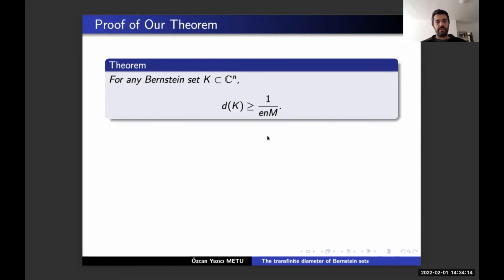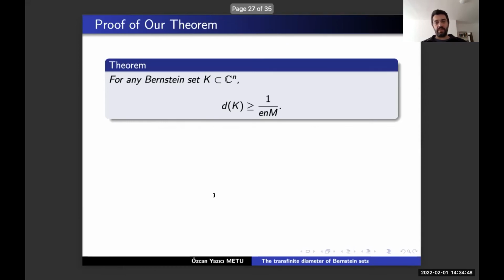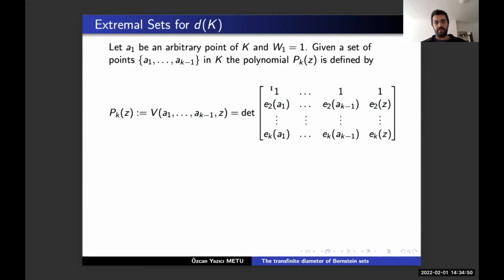Now we prove our result. Remember, that was the theorem here: the transfinite diameter is bigger than or equal to 1 over eNM. N is the dimension, and M is the constant in the Bernstein inequality. So we take some extremal points like in the previous slide, a_{j-1}, extremal points for the transfinite diameter. And then we define this polynomial p(z). Here V is the Vandermonde determinant. Let me remind you, the Vandermonde determinant is this.